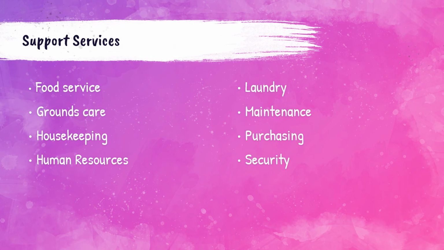Within a healthcare system, there are supporting services that help make the system run. These include things like food service, grounds care, housekeeping, and human resource departments. Support services also include laundry, maintenance, purchasing, and security. All of these areas do not involve direct healthcare to the patient. However, they are responsible indirectly for all patients that receive treatment within any healthcare system, because they help make that healthcare system run efficiently and effectively.